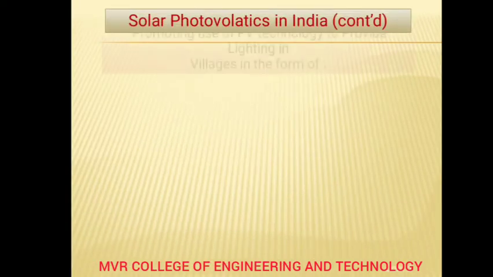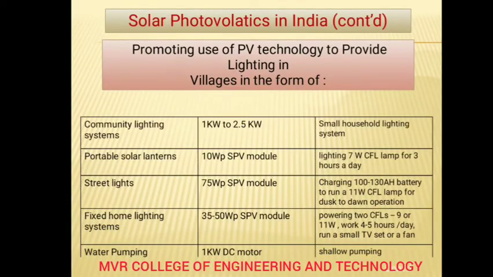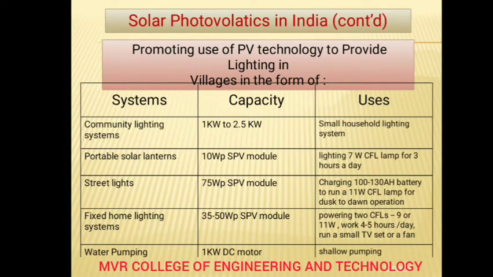And let us see about photovoltaic systems by capacity. For community lighting systems, 1 kilowatt to 2.5 kilowatt, and for small household lighting systems, 1 kilowatt to 2.5 kilowatt. For portable solar lanterns, a 10 watt SPV module powers a 7 watt CFL lamp for 3 hours a day. For street lights, a 75 SPV module charges 100 to 130 ampere-hour batteries.